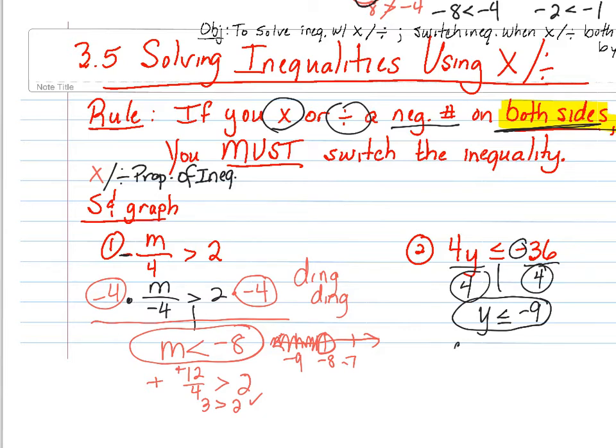Let's check it. Let's check with negative 10. Or let's use negative 100 because that's way down there, isn't it? 4 times negative 100. That's negative 400. Is that less than or equal to negative 36? It sure is. So we know we have the right answer.